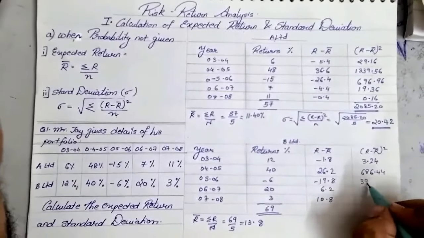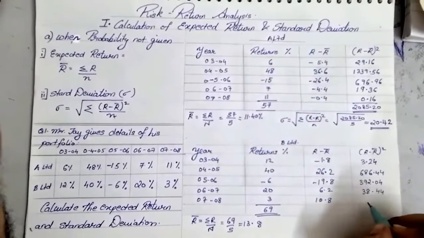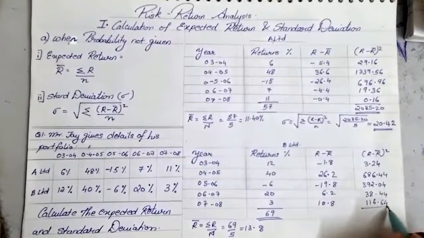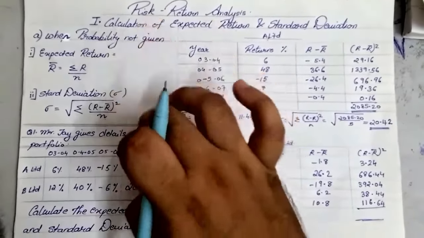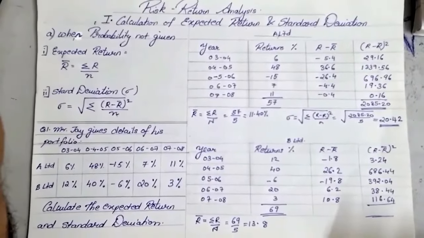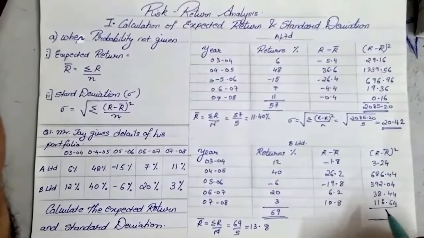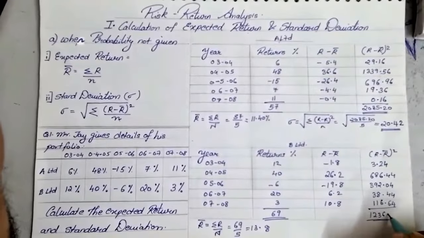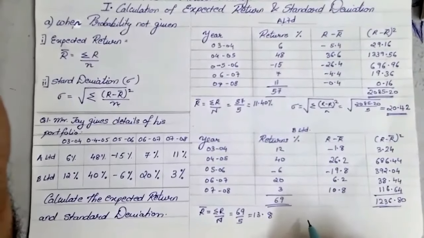686.44, 392.04, 38.44 and 116.64. Once you get that, we total it up. So after you get that, we total it up and we'll get the value as 1236.80. Lastly, we need to find the value of standard deviation.